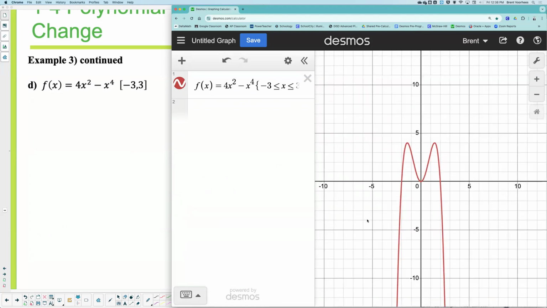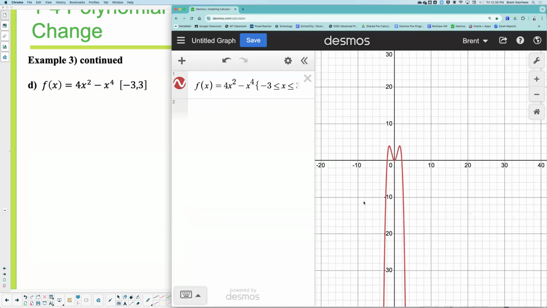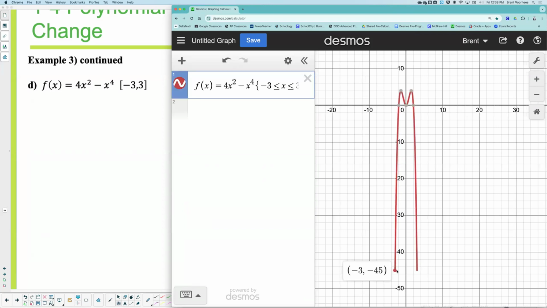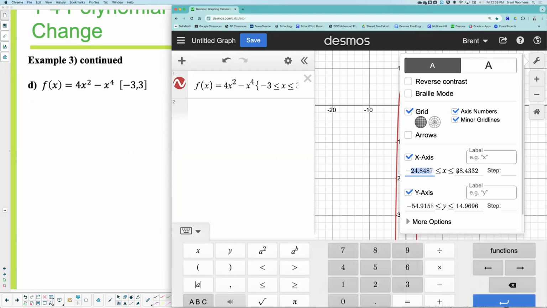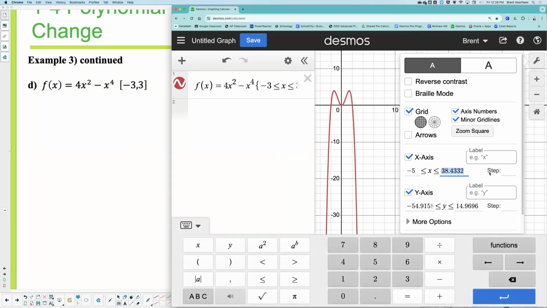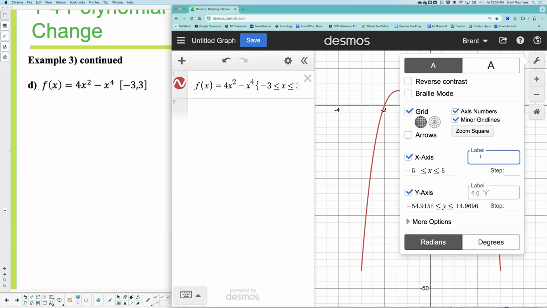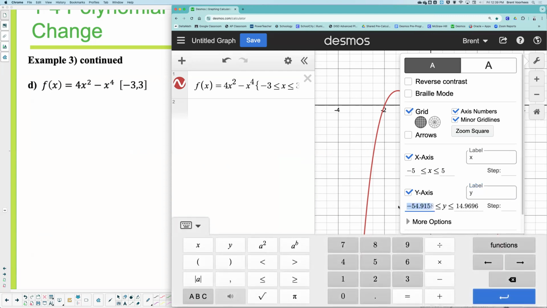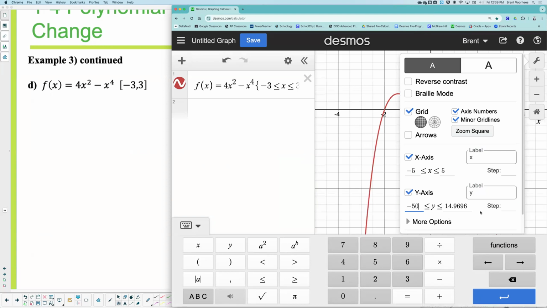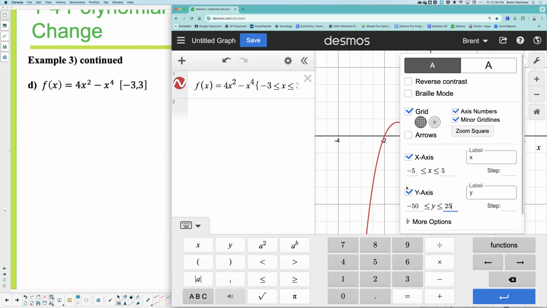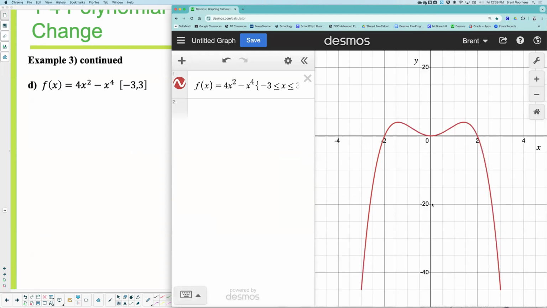Okay, I'm going to slide down till I see where the bottom of this graph is. It looks like it goes as low as -45. That's what my calculator is saying when I'm clicking it. So I'm going to hit the graph settings. I'm going to make it easier to see. I only need to see from -3 to +3, so I'm going to do -5 to 5, just so I can see a little bit past it. That'll be our x-axis. For the y-axis, I need to see -45, so I'll do -50. And it doesn't go that high. I don't know, 25 maybe? I'll just do 25. And that zooms my graph differently.